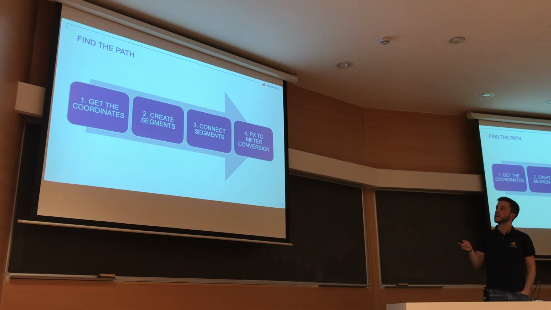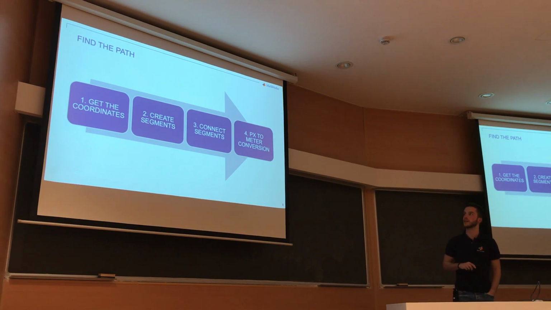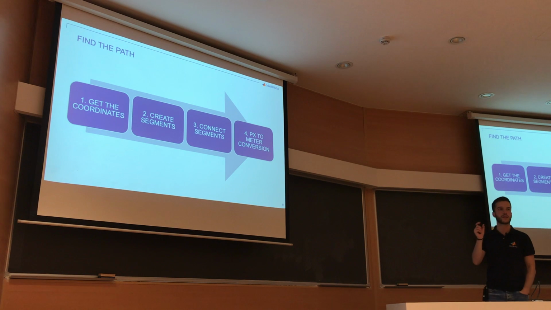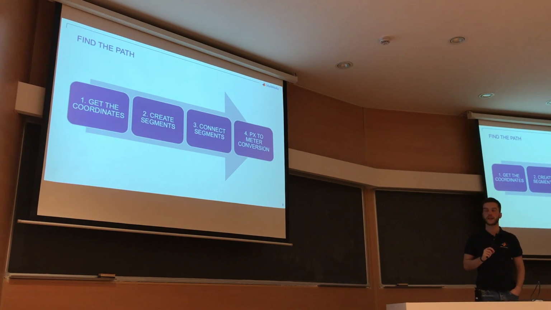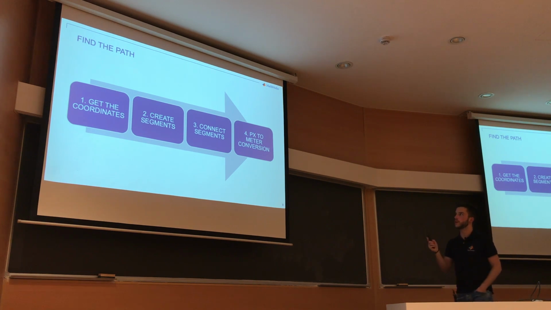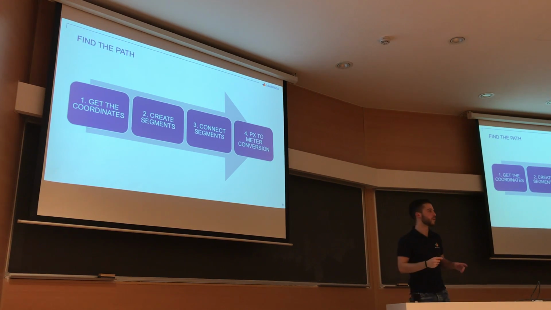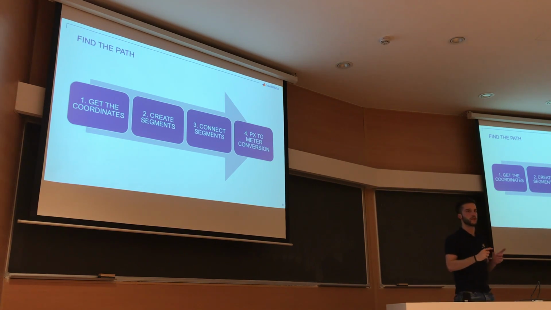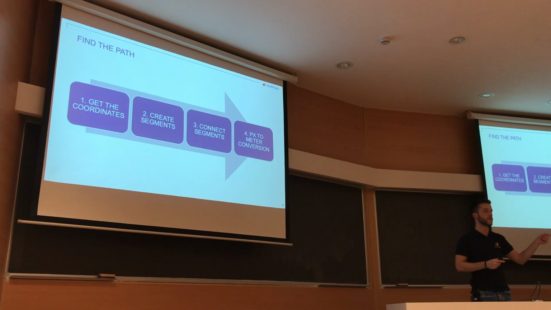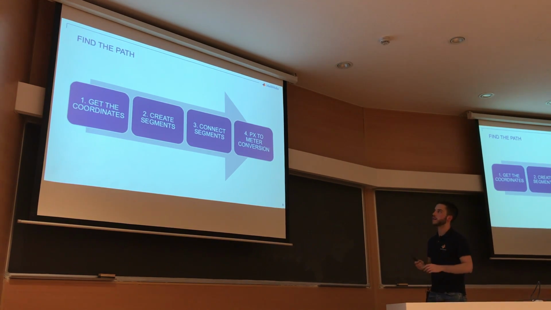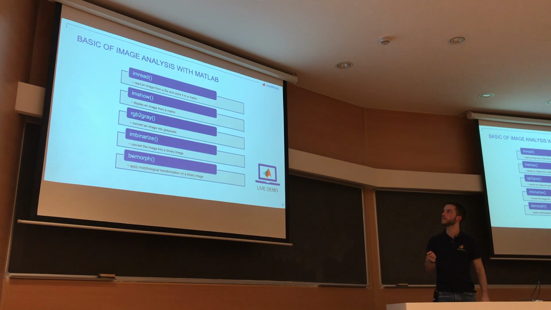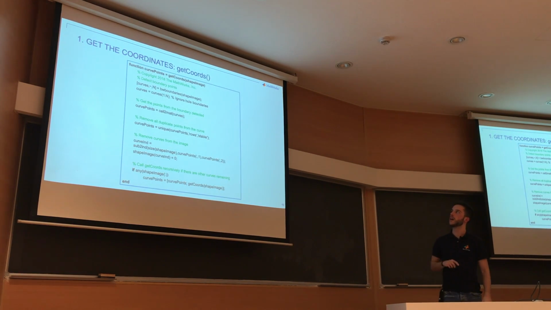So, what are the tasks that we need to perform in order to get the final path? We will get the coordinates of a finite number of points inside the image. Okay. We create segments that link these discretized points. We connect these segments, and finally, we want to convert, of course, the pixel dimension into the meters dimension, because we will draw our image in the real world. Okay. So this is the first task. So get the coordinates.